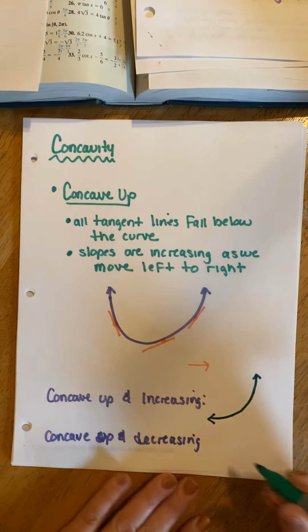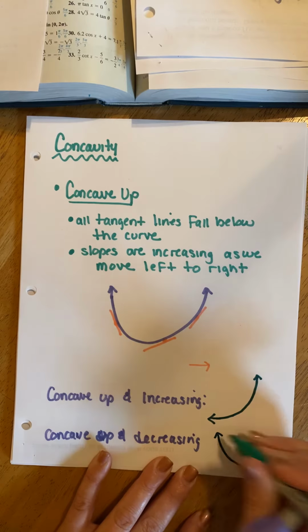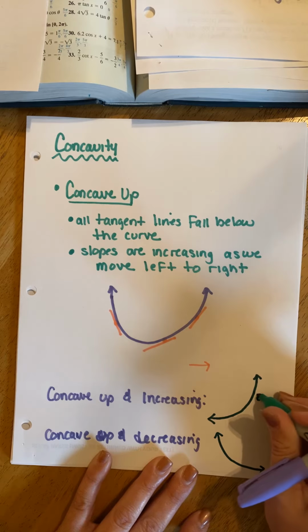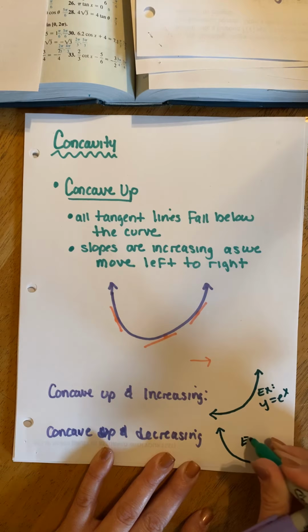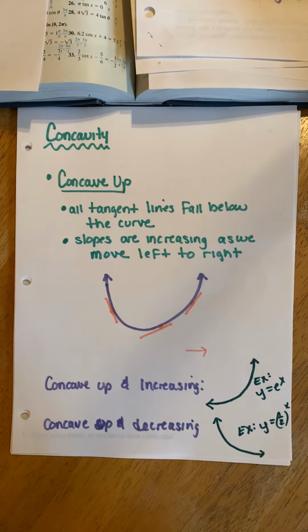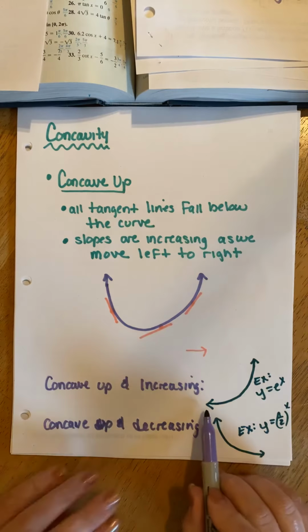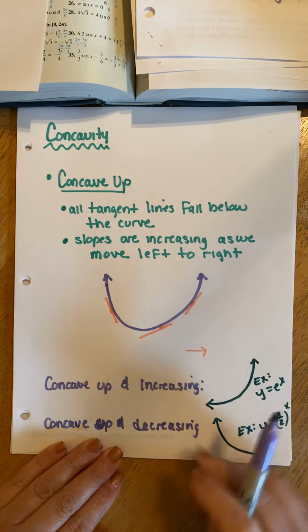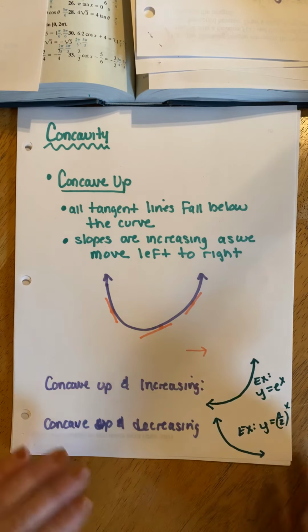So if you're concave up and decreasing, you're decreasing as you go left to right, but you're still arched up. So this would be like y equals e to the x. And this would also be an exponential function, but the base would have to be smaller than 1, so maybe 1/2 to the x, something like that. So concave up is shaped like a bowl, left to right, it's increasing and arched up. If it's decreasing, left to right, we're going down, and it's arched up.